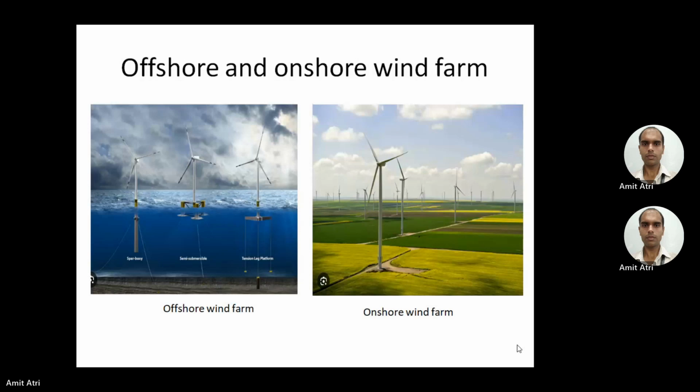Now, there are two types of wind farms, offshore and onshore. So the diagram gives a clear difference. The offshore is inside the water body or the sea. Now, in India, the southern area has a good scope for offshore wind farms. Okay, onshore is also there. We will just discuss shortly. So onshore is on the land, near the shore.